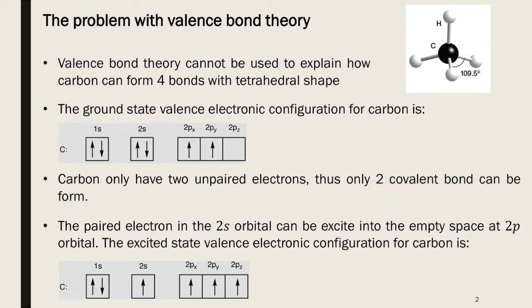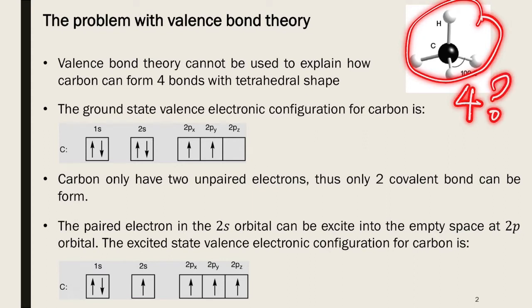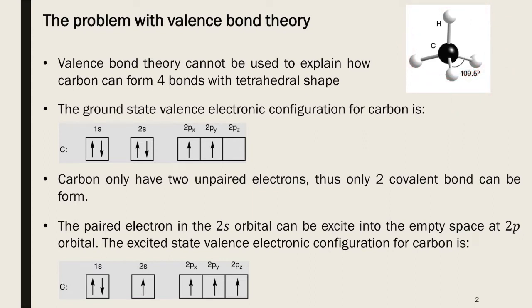So what we can do is, the paired electron in the 2s orbital can be excited into the empty space at the 2p orbital. So the excited state valence electronic configuration for carbon is shown as in the video.